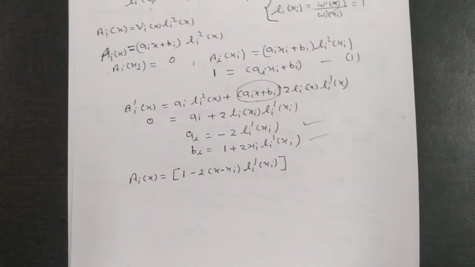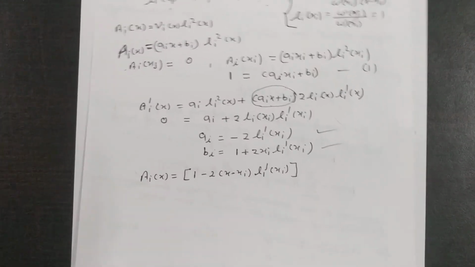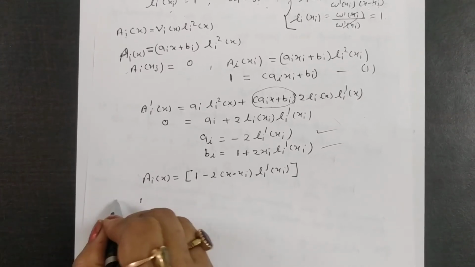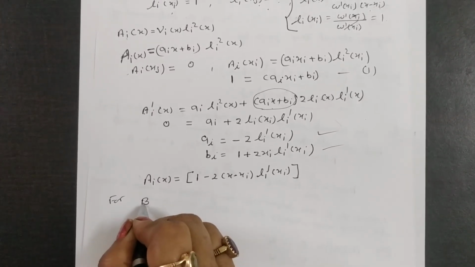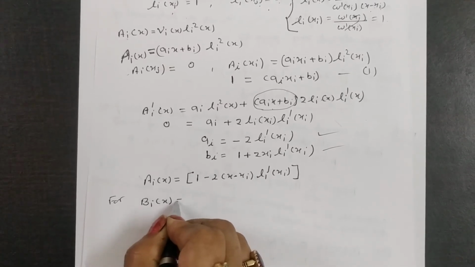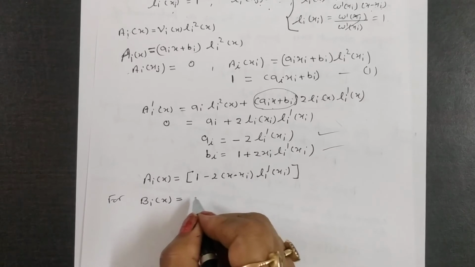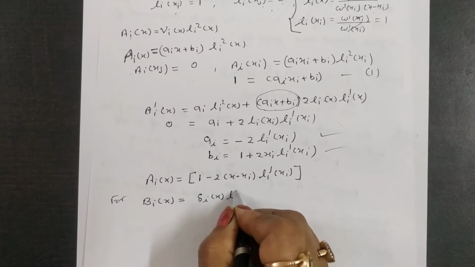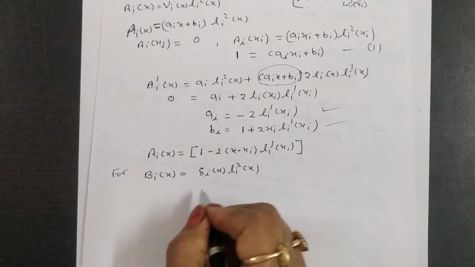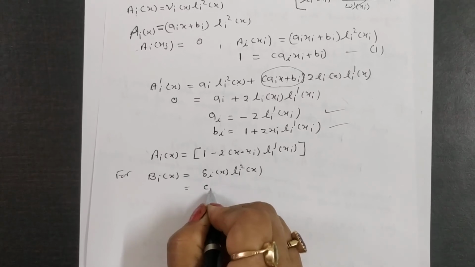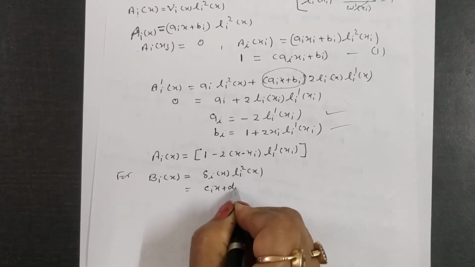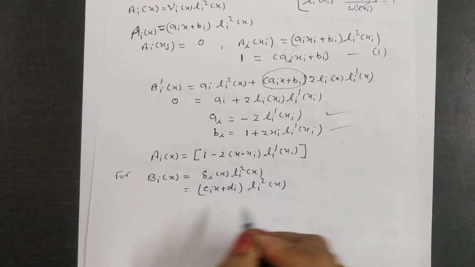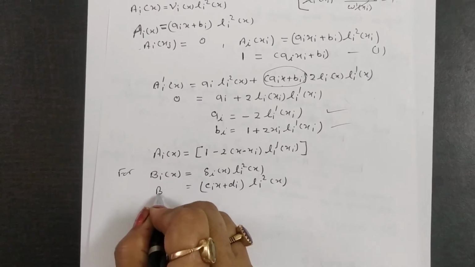Okay. Now, similarly you can also obtain bix. Let bix be equal to delta ix times li square x, let this be cix plus di, and here again li square x. So bix is this one.